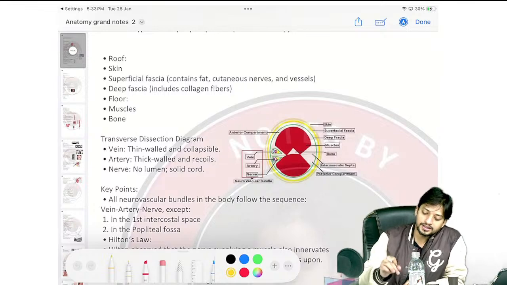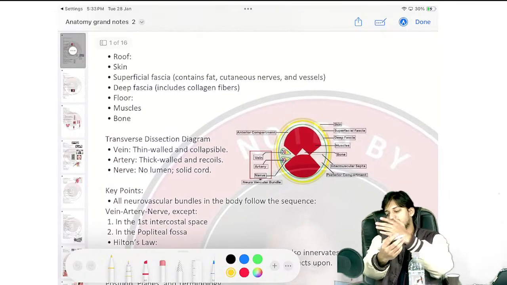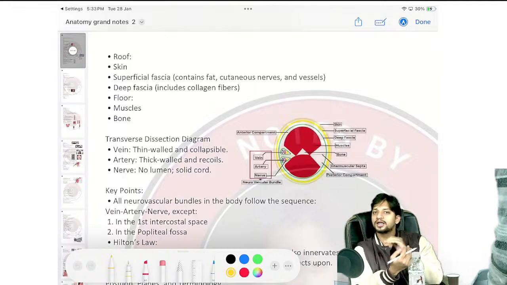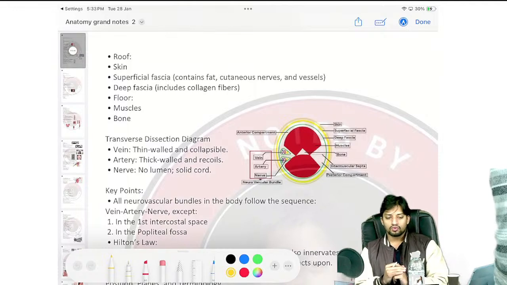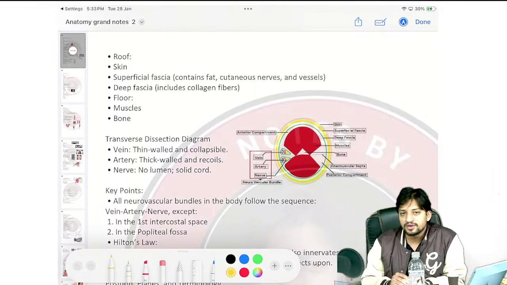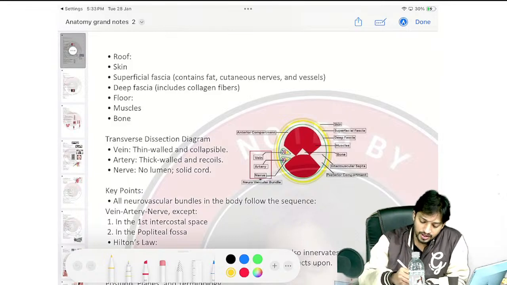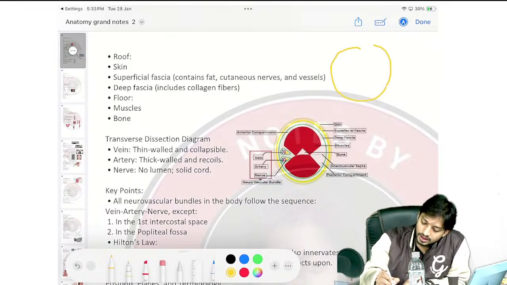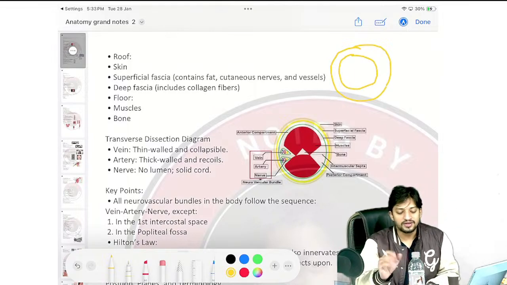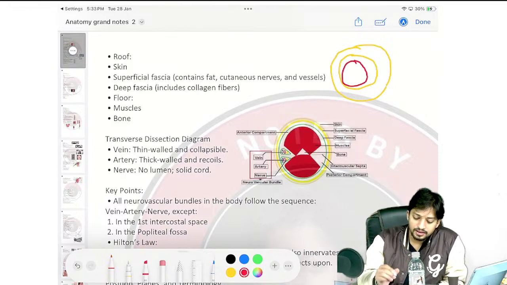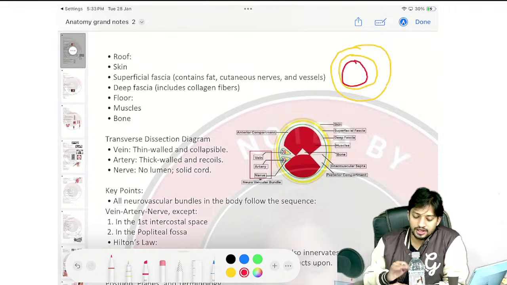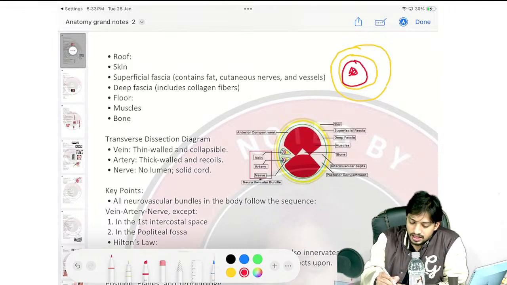Now look at, guys, suppose you have taken the section of the upper limb of a cadaver and you are cutting it and analyzing. So what are the basics you are going to get? The first thing that you are going to get is the roof, which will be made by skin. Then deeper to it will come the superficial fascia, right? That will contain the fat, cutaneous nerves and the vessels. Then deeper to it will come the deeper fascia, and the floor generally for any compartment will be made by the muscles and then the bony structures, right?